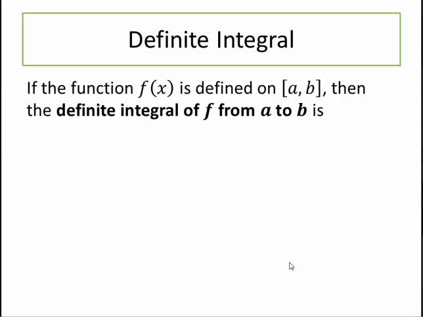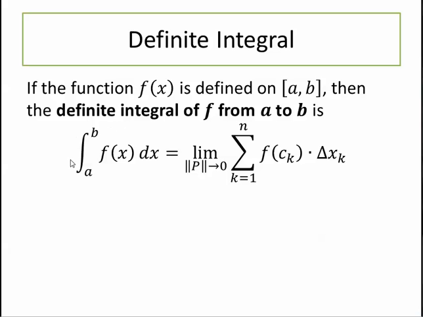Alright, so now let's define the definite integral. Suppose we have a function f and it's defined on a, b. Then the definite integral of f from a to b is written like this, right here, and that's going to be equal to the limit as the norm of the partitions go to 0 of our Riemann sums. The only thing we have to worry about is sometimes limits don't exist. If the limit doesn't exist, then the definite integral does not exist either.